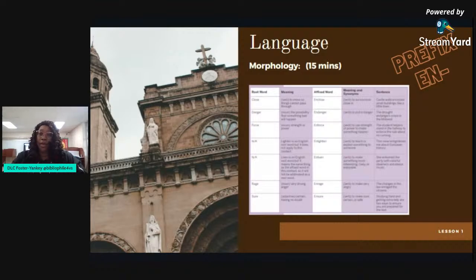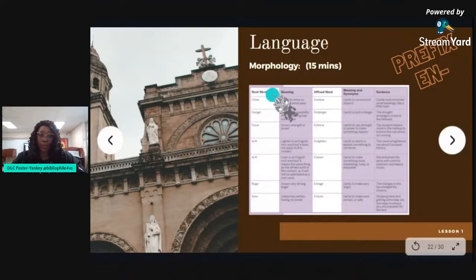They'll repeat with the remaining in words using the chart on page 68 of the teacher's guide, which is what is here. So they'll repeat adding the prefix in to each of these root words, and they will do as many as time permits.